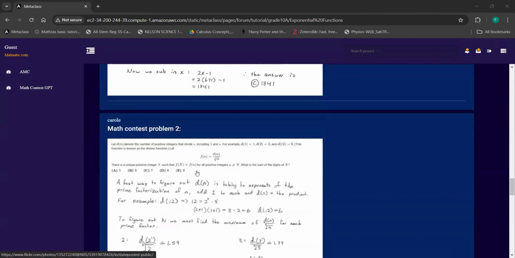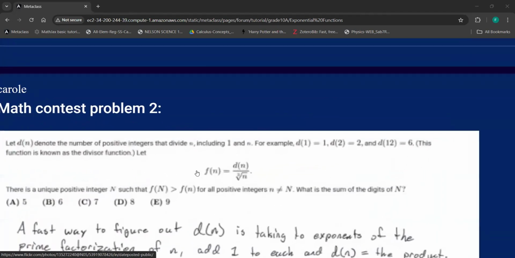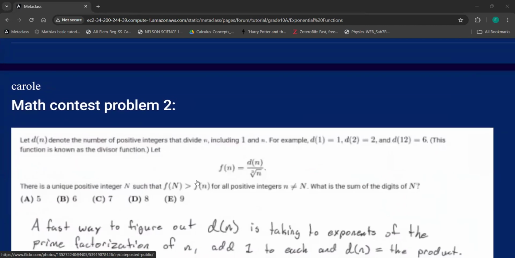Now we can do this question. Okay, this question is kind of blurry, but it's still readable.